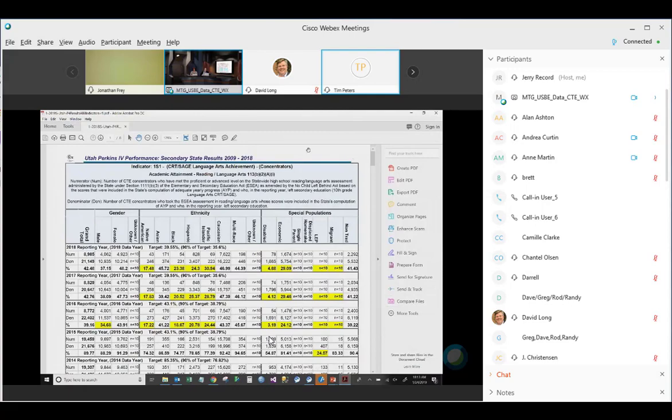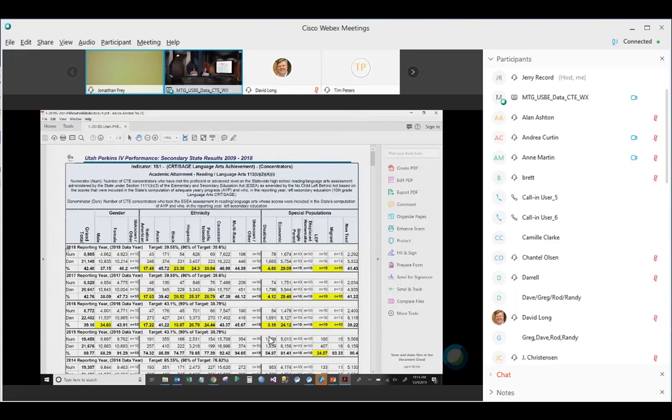Okay, so these are the statewide reports results. This is language arts achievement. You can see we dropped a little from 2017, but we still met the target of 39.55.